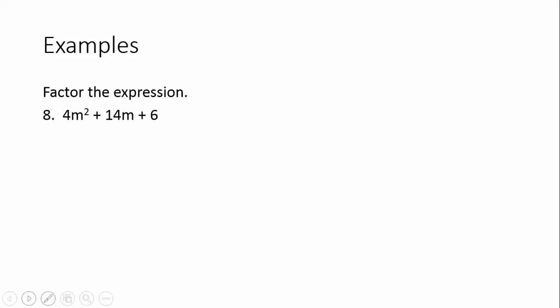Number 8, we have 4m squared plus 14m plus 6. Factors of 4 are 1 and 4 and 2 and 2. Factors of 6 are 1 and 6 and 2 and 3. So when we split up into our binomials, sometimes I like to start with the factors down here at the bottom, not necessarily the 1 factor. So let's try that this time.